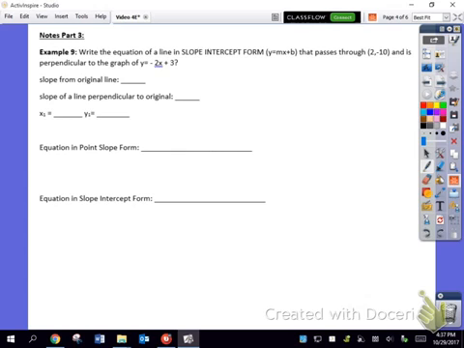This time we want to write the equation of a line in slope intercept form. That means no parentheses, okay? That passes through, you have your x and your y value, and is perpendicular to y equals negative 2x plus 3. So my slope is negative 2. Remember, to be perpendicular, the opposite of a negative is a positive, and then I have to flip it. Well, 2 over 1 becomes 1 over 2. So my slope is 1 over 2. My x value is 2. My y value is negative 10.